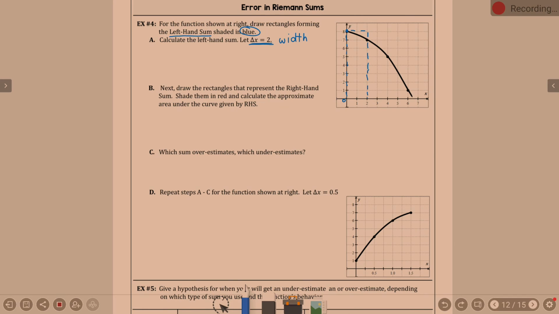Okay. My next rectangle is going to go from 2 to 4. It's a left-hand rectangle, so where does it touch the curve? The left hand of the rectangle at 2 is going to be here at 7. So we're going to have a rectangle that looks like that. Are you seeing this? What height does my next rectangle have? I agree. Do you see it?